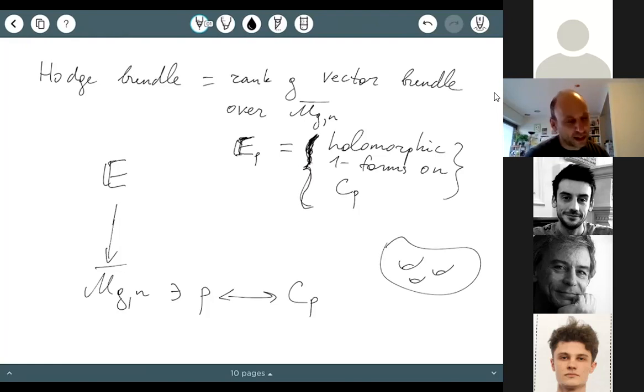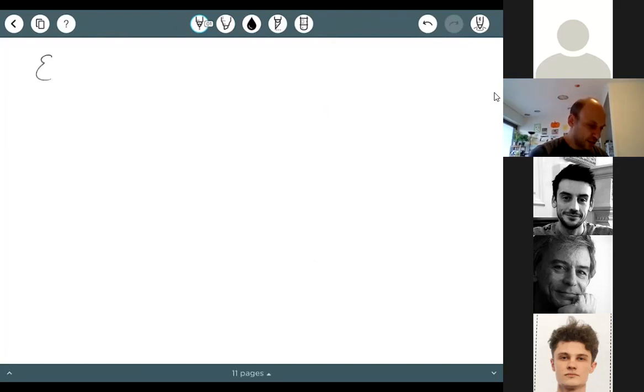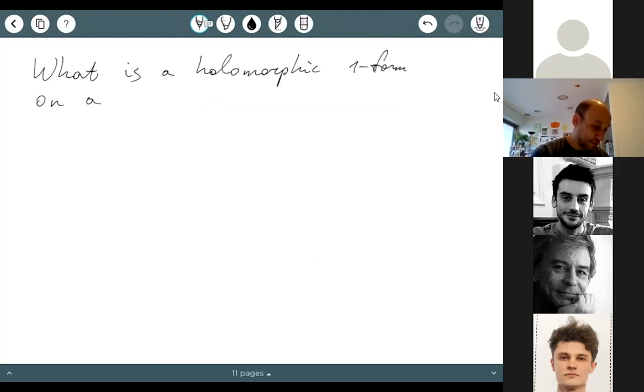So I will actually spend several minutes describing it, because it plays an important role in the construction. So extending. What is a holomorphic one form on a stable curve, if the curve is not smooth?